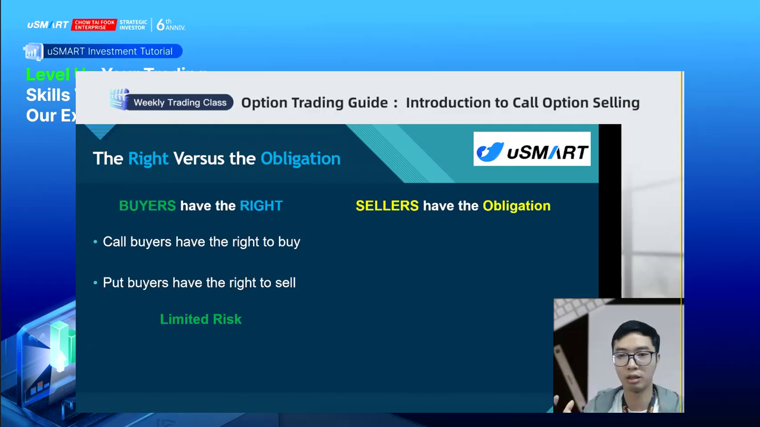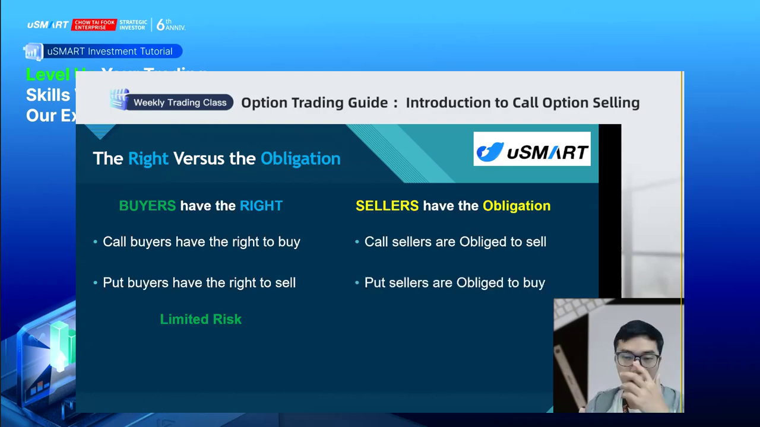Sellers always have the obligation. What is an obligation? Call buyers have the right to buy or not. As the options expire, they can choose to buy or not. But call sellers are obliged to sell. If the call buyers actually want to buy at the expiry date, the call sellers have to sell it. They can't refuse, they have the obligation. And put sellers have the obligation to buy from the put buyers.